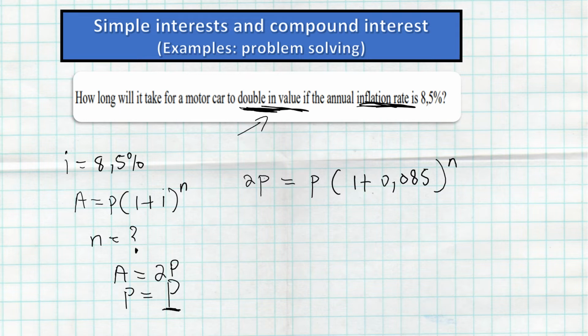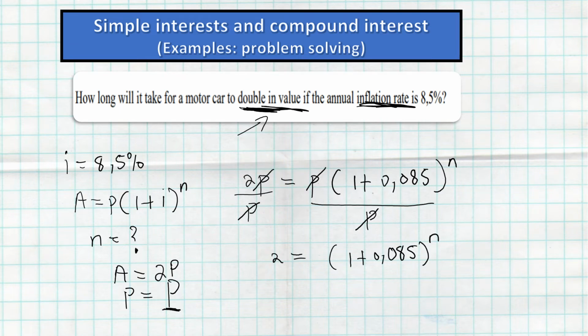Now we have to solve for n, right? What can we do? We can divide both sides by p, then p will cancel p there, and we'll be left with 2 equals 1 plus 0.085 exponent n. Now to solve for n, because it's in the exponent, you can use logarithms.